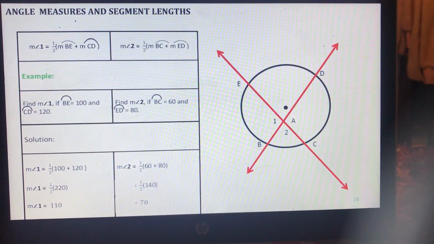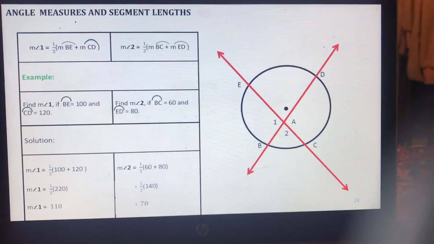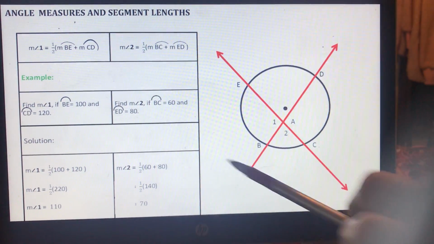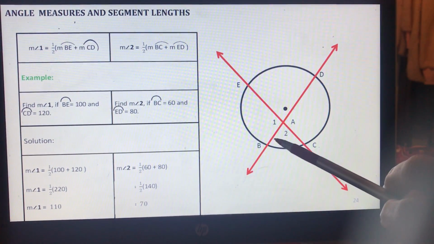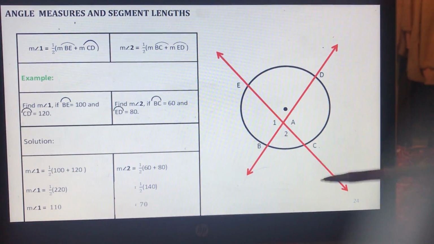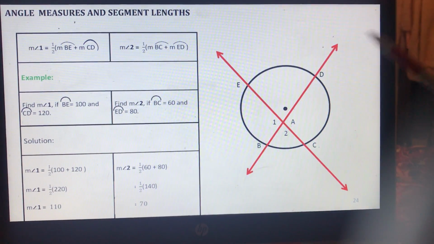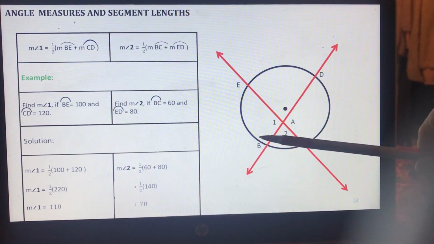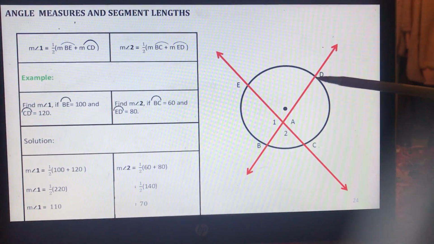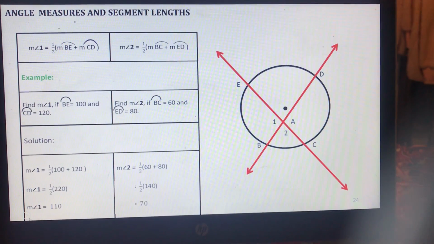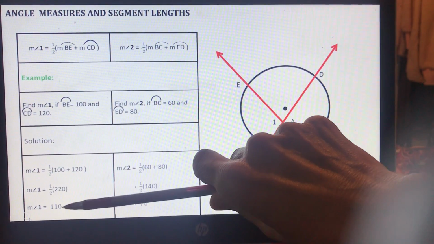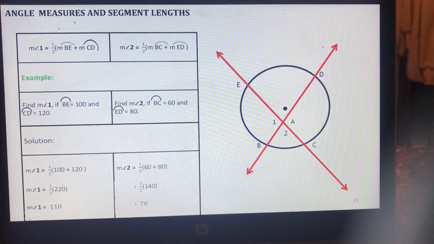Okay? Now, let's complete the example by substituting given values for the measures of each of the arcs. Now, if the measure of arc BE is equal to 100 and the measure of arc CD is equal to 120, the measure of angle 1 is going to be equal to 1/2 of the measure of what? The measure of arc BE, which is 100, plus the measure of arc CD or DC, which is equal to 120. So 100 plus 120 equals 220, and 1/2 of 220 is 110.